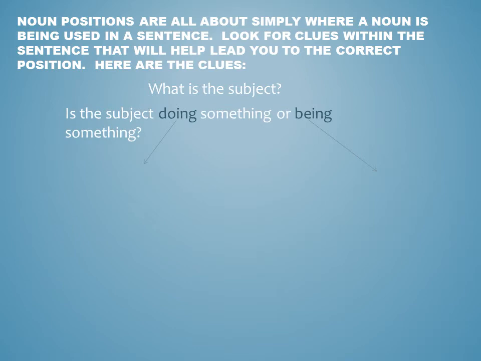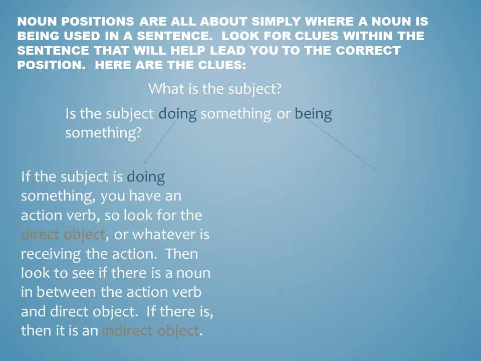Ask yourself, is the subject doing something or being something? And this will help you find whether or not you have an action verb or a linking verb. If the subject is doing something, then you have an action verb. So you need to look for a direct object, or whatever is receiving the action. Then look to see if there is a noun in between the action verb and the direct object. If there is, it is an indirect object. So direct objects will only follow action verbs, and then the indirect object will be in between your action verb and your direct object.